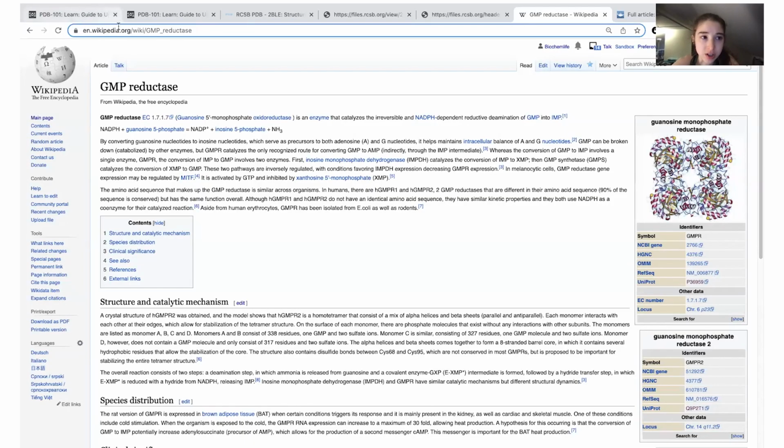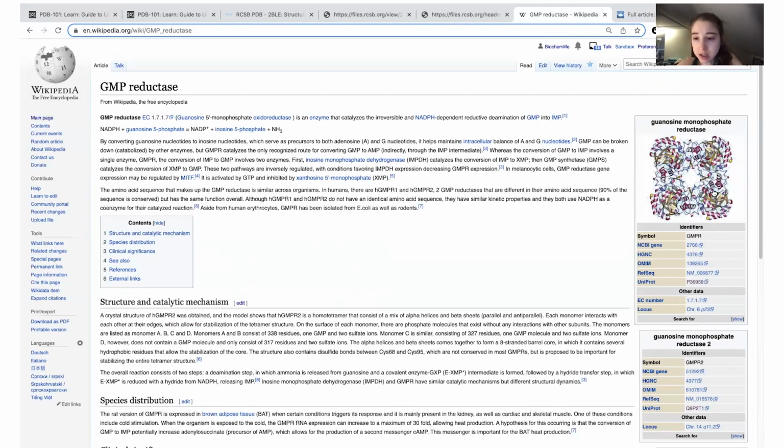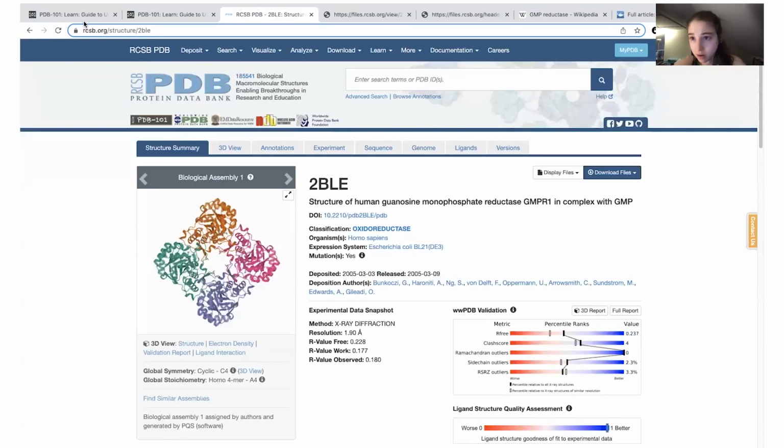As an example, I want to show you the structure of GMP reductase, the molecule I was telling you about yesterday, that does the conversion of guanosine monophosphate to inosine monophosphate, which can then be converted to AMP or GMP. You don't really need to know more about that, but it's kind of cool. I thought I would use this structure since we had already seen it yesterday. So here's its structure in the Protein Data Bank, 2BLE, if you want to look it up.